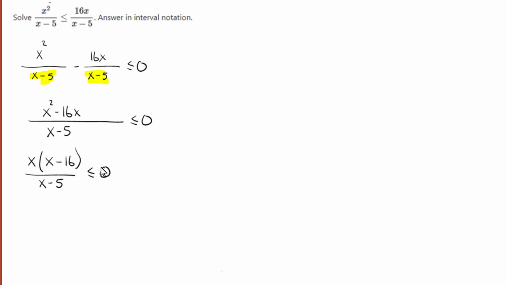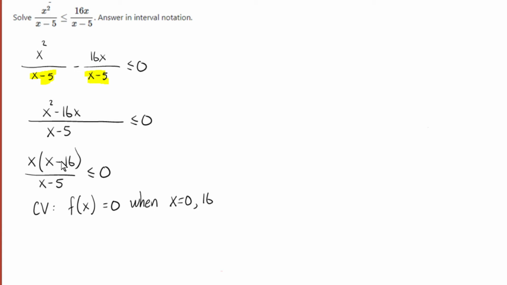So at this point I can find the critical values. So that will be the values for which the left-hand side, this rational expression, equals 0. So the critical values are when f of x equals 0, and that's going to happen when the numerator equals 0, which is going to happen when x equals 0 or when x equals positive 16.